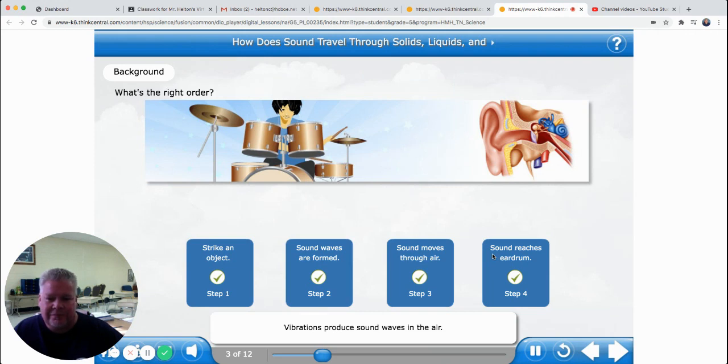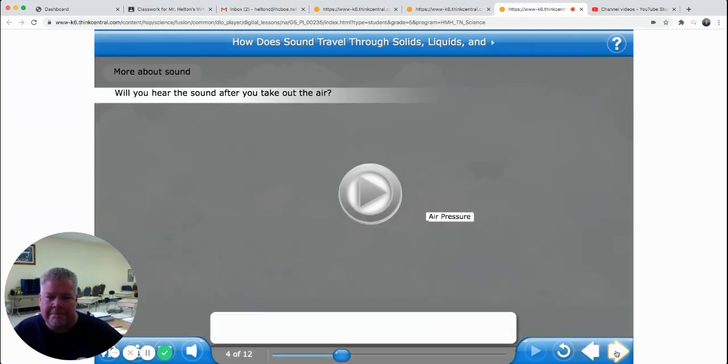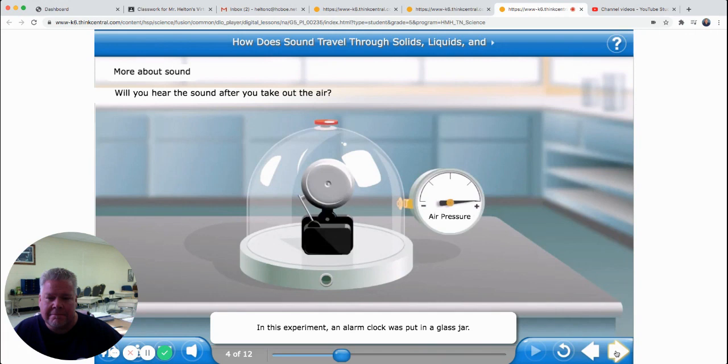Vibrations produce sound waves in the air. Sound waves cause your eardrums to vibrate. Signals caused by these vibrations are transmitted to your brain by the nervous system. In this experiment, an alarm clock was put in a glass jar. With a vacuum pump, we can take out most of the air in the jar. Do you think we'll hear the sound of the alarm when there's almost no air in the jar? Look and listen.